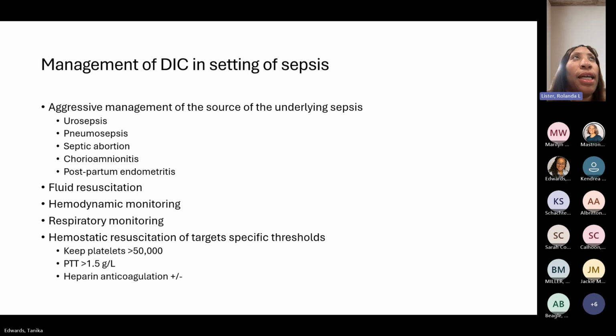We have done that at times for source control in the setting of severe endometritis that does not get better with antibiotics, and if she has complications of DIC. Okay, next slide, please.